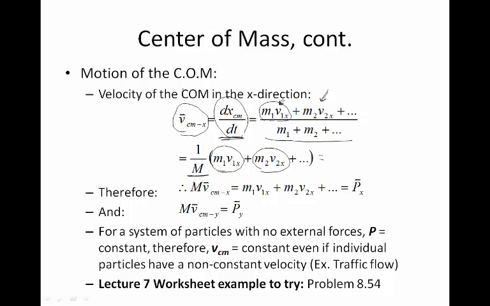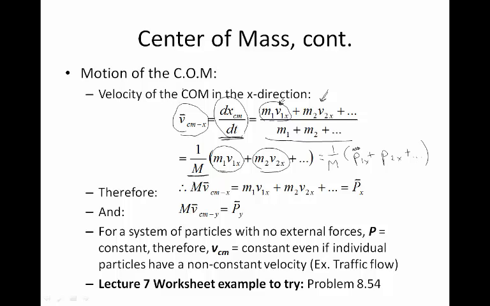So you could write that as 1 over the total mass times the momentum of object 1 in the x direction, right? So we wouldn't have a vector symbol, plus the momentum of object 2 in the x direction, and so on and so forth.